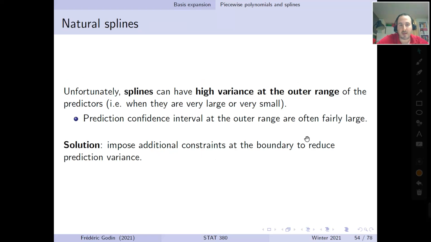Okay, so this is great. Cubic splines work well for many problems, and they're often used in practice. Now we're going to discuss a slight refinement associated with cubic splines, which are natural splines.